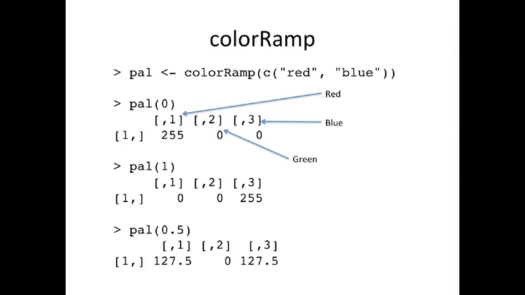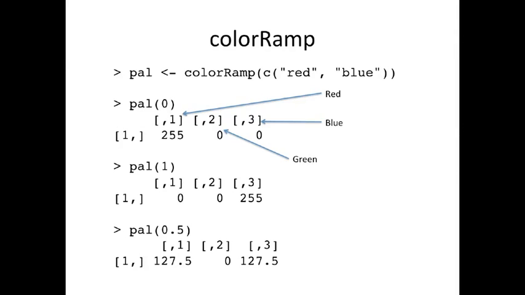So when I say pal of 0, what do I get back? I get a little matrix here with 1 row and 3 columns. And the 3 columns represent the colors red, green, and blue. In the first column, I've got 255, which is the maximum value that I can have for these colors. The numbers that you can specify go between 0 and 255, so there are 256 total numbers that you can specify for each color. And so when pal is given the argument 0, basically what it gives me back is red, because that's one end of the color spectrum that I've specified in my palette. The other end being blue, of course. So I've got the maximum value for red, 0 for green, and 0 for blue. So that color is red.